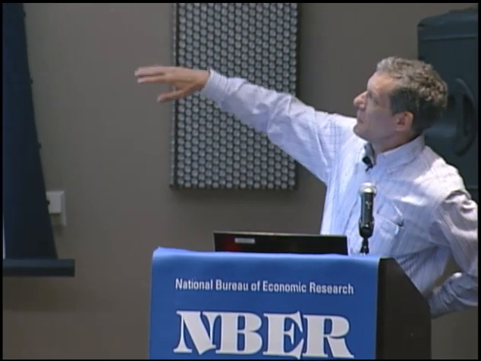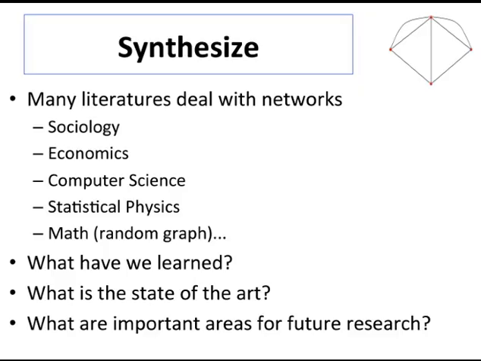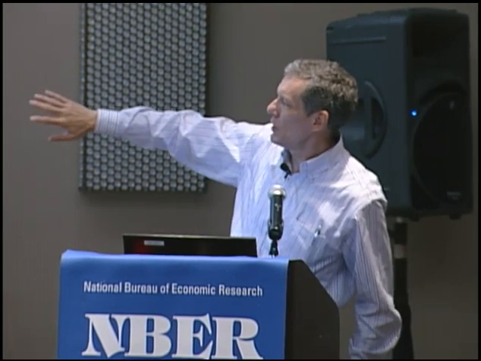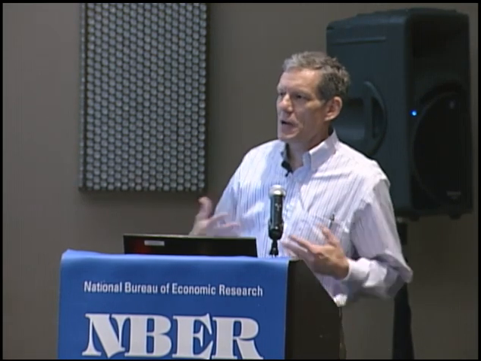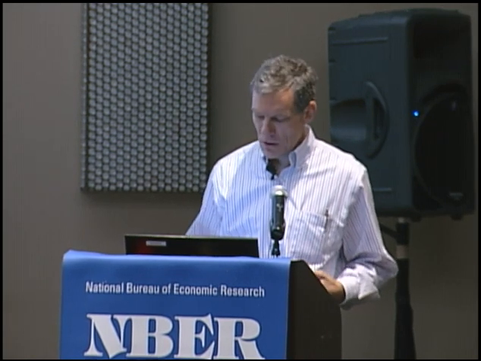So there's lots of literatures that work on or around these topics, and you'll be seeing snippets from different ones as we go along. Sociology is obviously the one that's been at it for more than a century. Economics, a couple of decades. Computer science, a decade or so. Statistical physics, actually, is probably one of the most active areas in this research these days. Random graph theory, there'll be a bunch of different tools we'll pull from. And we'll look at a little bit of what the state of the art is from an economist's perspective. And we'll also be talking about areas of open research as we go along.